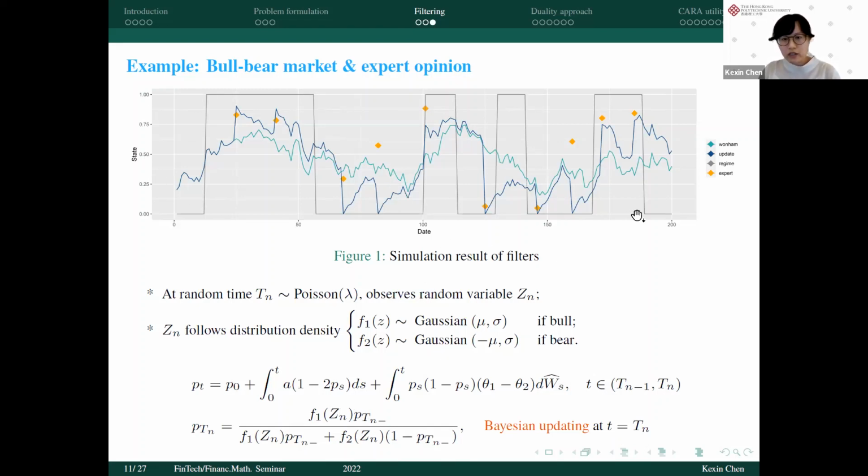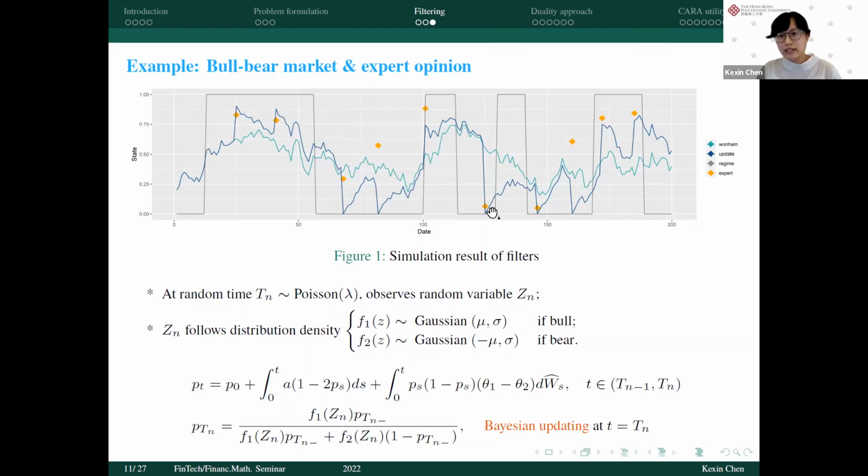So the graph here is an illustration of the result; it is a simulation result. The green line here is the classical filter, and the orange knots here demonstrate the occurrence of the signal as well as the size of the signal. And the blue line here is the updated filter. So we can see that the updated filter jumps immediately when the signal occurs. And it will also be dragged towards the true regime, that is the green line here.